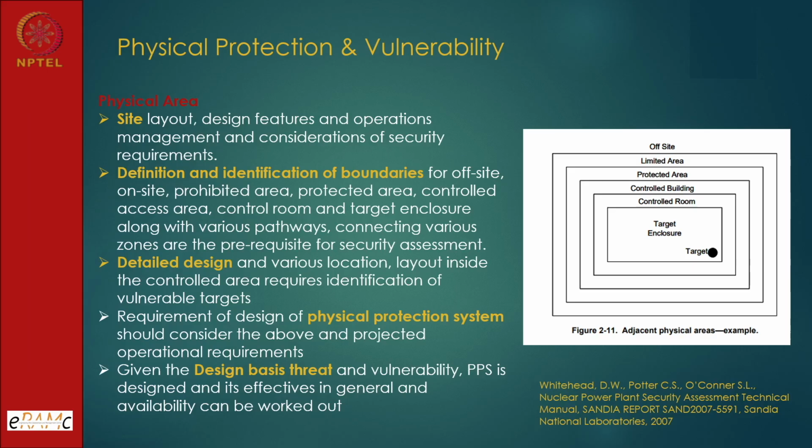Then identifying the boundaries. Normally most of the safety critical systems have on-site, off-site, and then protected area, and then controlled area, as has been listed over here. So off-site means public domain, and then limited area where limited occupancy can be there, protective area, controlled building and controlled room. This is the heart of the plant, and then the plant itself. It is just a demonstration, some target or vulnerability is here.